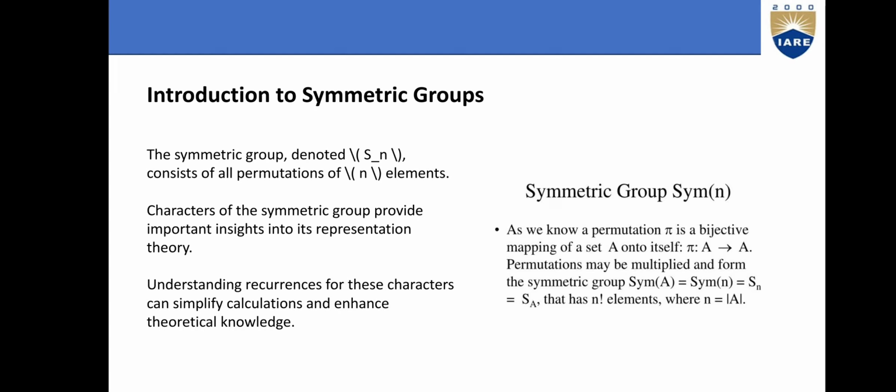Symmetric group. As we know, a permutation pi is a bijective mapping of a set A on itself, pi: A tends to A. Permutations may be multiplied and form the symmetric group. Symmetric group S of n equal to S of A, that has n factorial elements, where n equal to mod A.